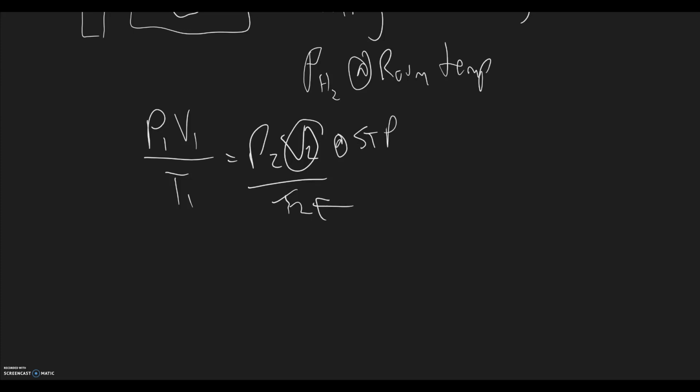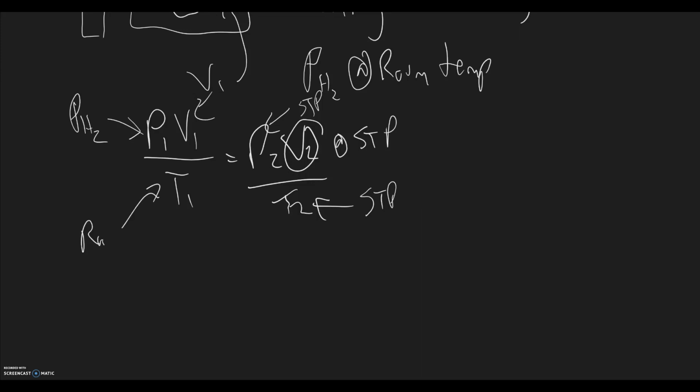That means that here, this is your standard temperature and this is your standard pressure, so you'll have to look those values up so you know what to put in. I'm going to put STP here and STP here so you know to look those up. What you do know is that P1 comes from the pressure of the hydrogen gas, V1 comes from the volume in the eudiometer that we just talked about, and T1 is the temperature of the room.